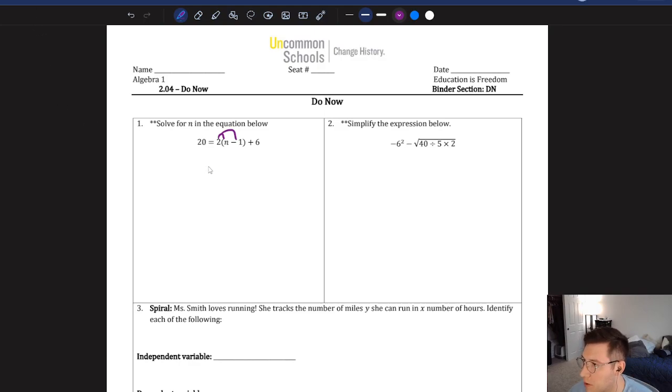And so I'm going to be left with 20 is equal to 2n minus 2 plus 6. I'm going to go ahead and clean up these like terms. 20 is equal to 2n plus 4. Right, 6 minus 2, or negative 2 plus 6. Subtract 4 on both sides. 16 is equal to 2n. From here, go ahead and divide both sides by 2 to learn that n is equal to 8.